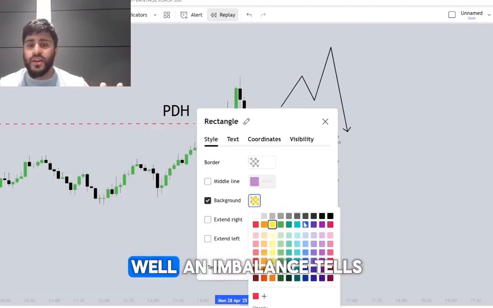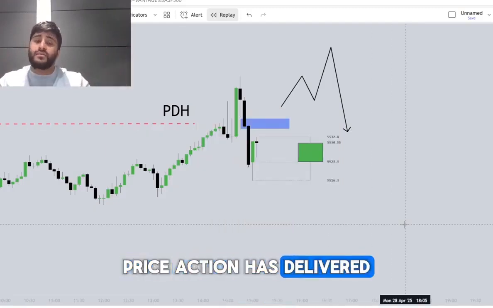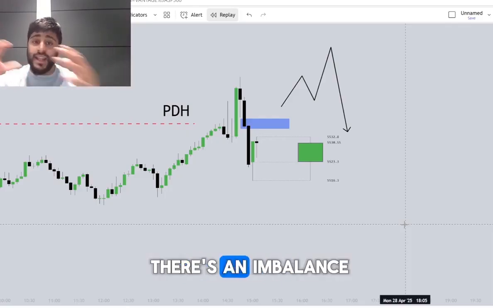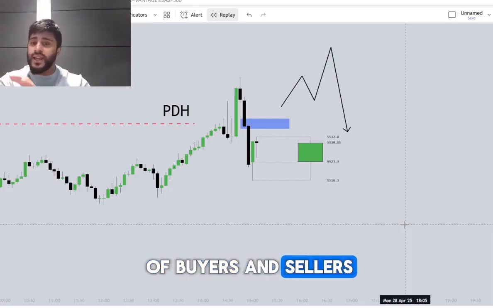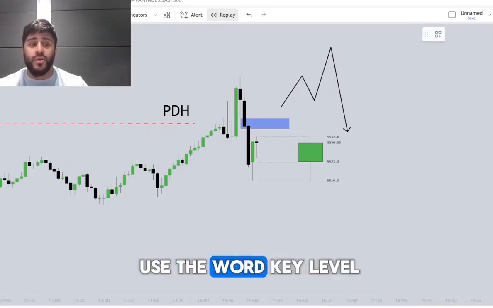What does an imbalance tell you? Well, an imbalance tells you that the price action has delivered in an unfair fashion. There's an imbalance between the total number of buyers and sellers at this key level. Now, notice how I use the word key level.